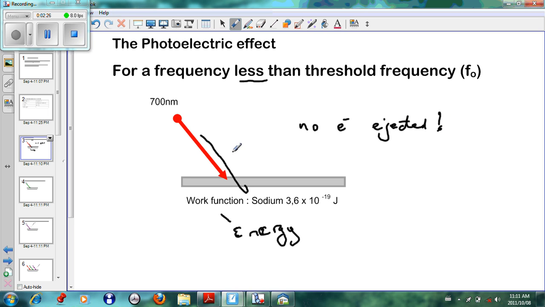The reason is that red light has energy that is less than the energy required to eject the electron, which is your work function. Because the red light is below threshold frequency, it doesn't have enough energy to eject an electron. So all the energy that's given to the metal will be changed to internal energy. It will just make the metal a little bit warmer, whatever the case may be.